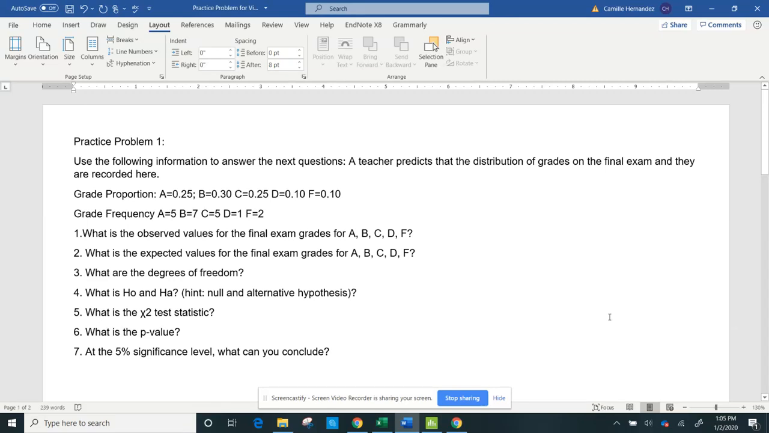So let's do an example of chi-squared. Use the following information to answer the next questions. A teacher predicts the distribution of grades on the final exam, and that's where they're recorded. The proportion of grades: A's were 0.25, B's were 0.30, C's were 0.25, D's were 0.10, and F was 0.10. The grade frequencies: she had 5 A's, 7 B's, 5 C's, 1 D, and 2 F's.